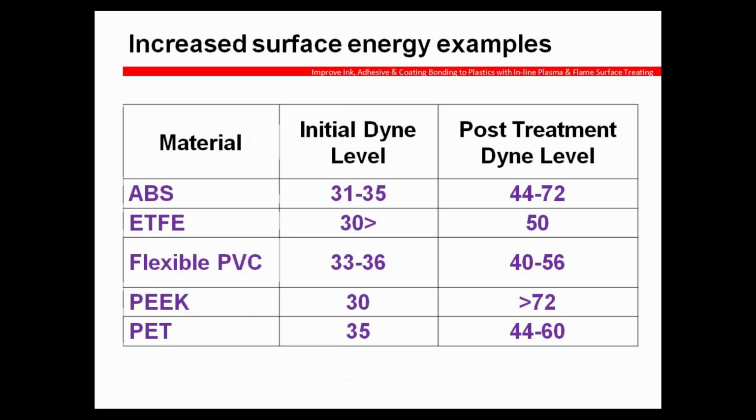So let's give a few examples. We're going to have a number of materials on the next couple of screens that will show where initial dyne levels are and, after plasma treatment, what we're typically able to get. A couple of materials: ABS, one that you're probably used to working with quite a bit, typically will start out somewhere in the low to mid 30s, and we see a wide array of success with the ABS, anywhere from 44 dyne up to 72, which is as high as you'll go. ETFE is another good one; you're normally in the range of maybe 30, and we've got great success there, getting to 50. That's a level that you're going to see great success in your process with.